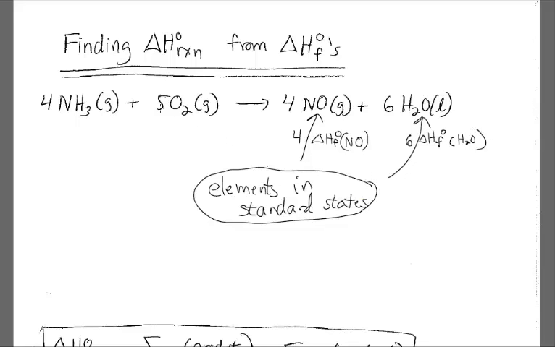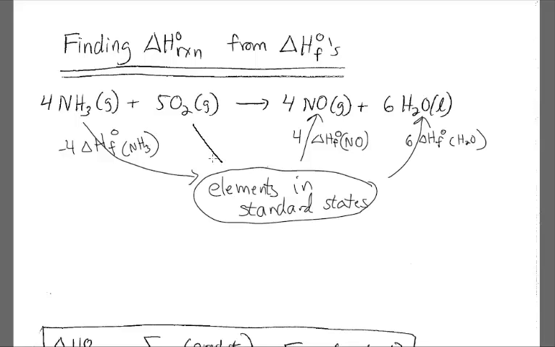All right, and now you can hopefully see that when you're going from ammonia to the elements in their standard states, it will simply be the opposite in sign for the heat of formation of ammonia, because going from elements in their standard states to ammonia would be the heat of formation. So going the opposite direction is going to be negative. So we need negative 4, the coefficient, times the heat of formation of ammonia.